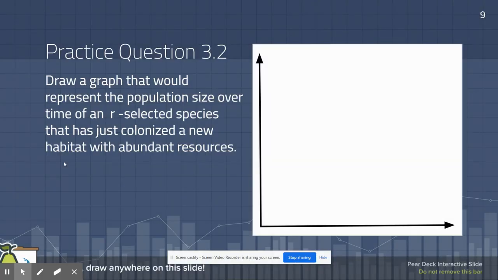So for your practice question, we'd like to practice looking at data and thinking about data and graphical representations of data. So for your practice for today, I'd like you to draw a graph that would represent the population size over time of an R-selected species that has just colonized a new habitat with abundant resources. Give that question a try and make sure to review your notes if you need some extra help.